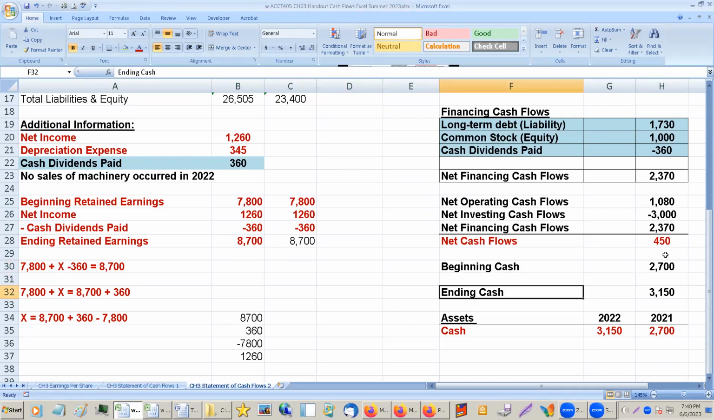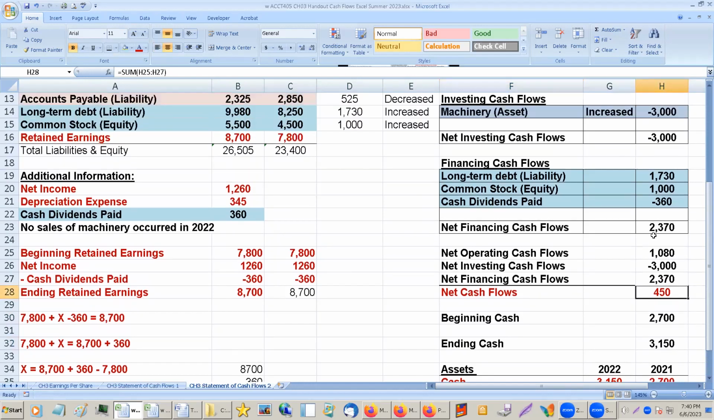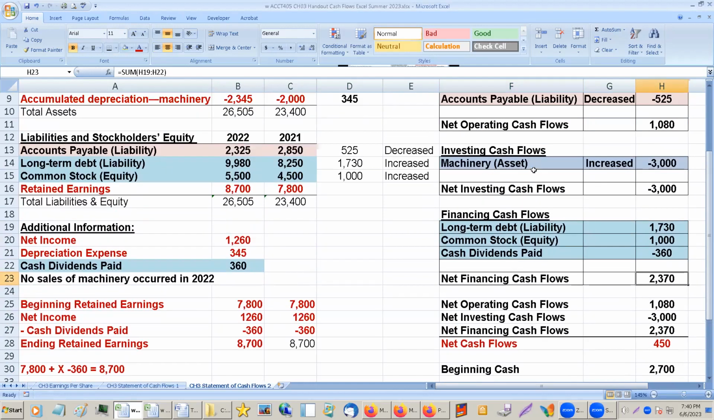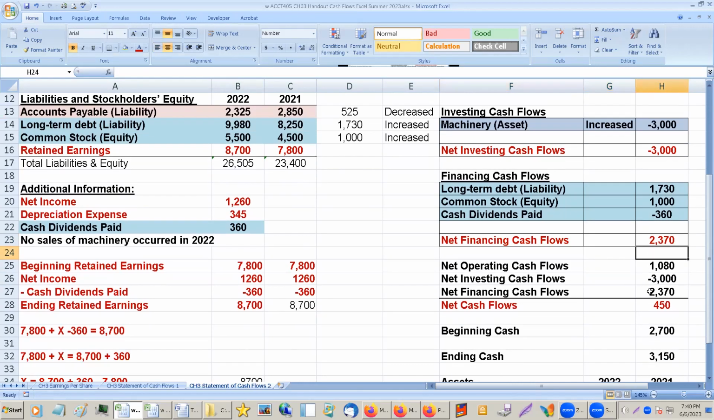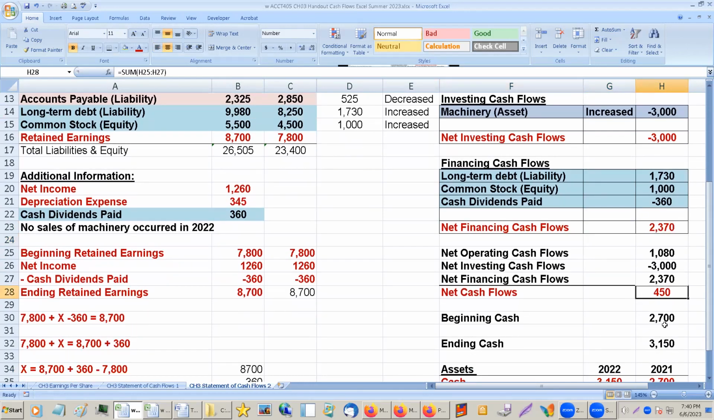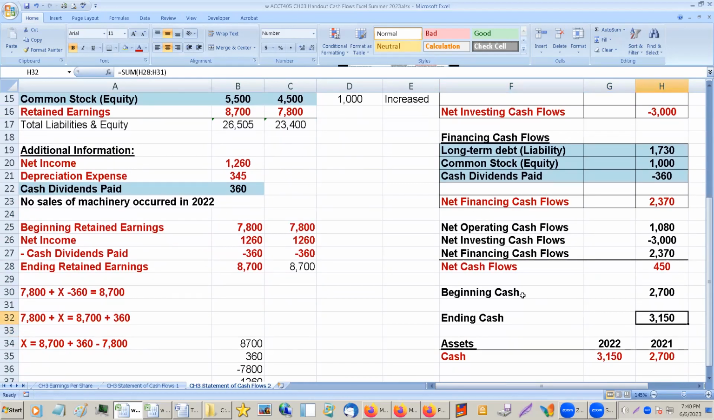So our beginning cash was 2,700, our ending is that, and this statement of cash flow explains how we got there. This is how much came in from operating: positive, that's good. Investing cash flows, negative, also good. Net financing, positive, also good. And so that's how we explained how it went from 2,700 to 3,150. Question on that?